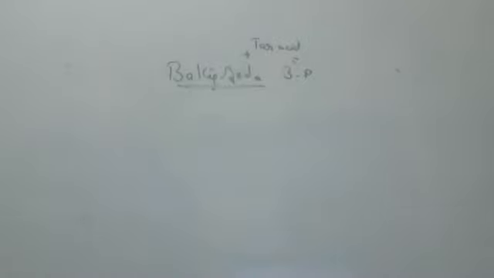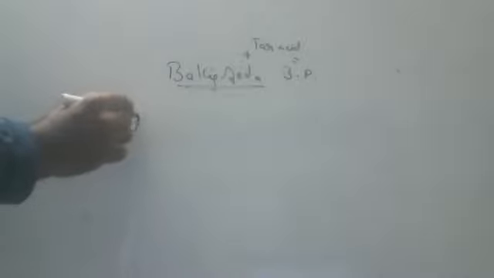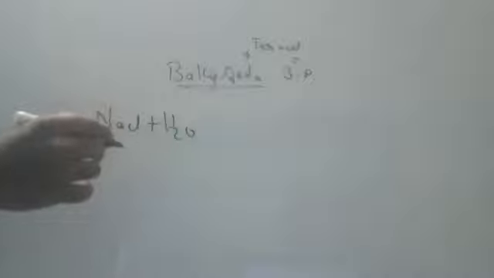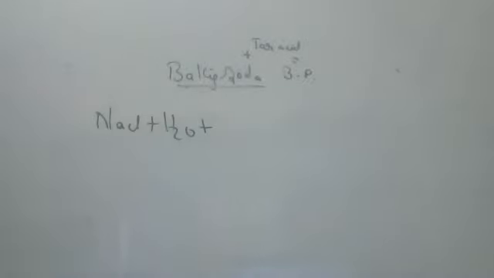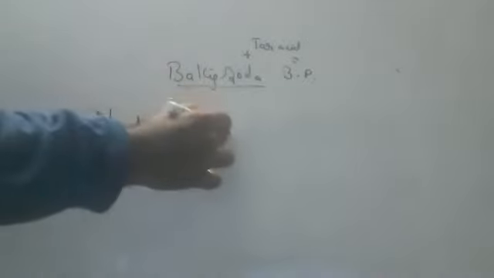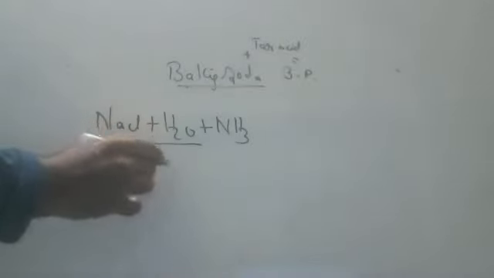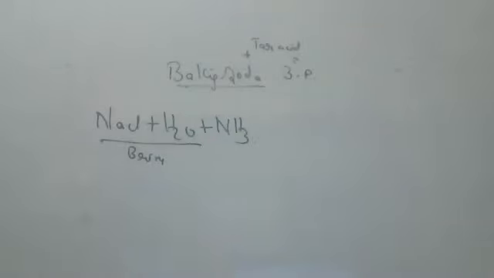To prepare baking soda, we need NaCl, our common salt. When this is mixed in water, it is called brine. Brine is salt plus water. Into this brine, we have to pass ammonia. Then it is called ammoniacal brine.